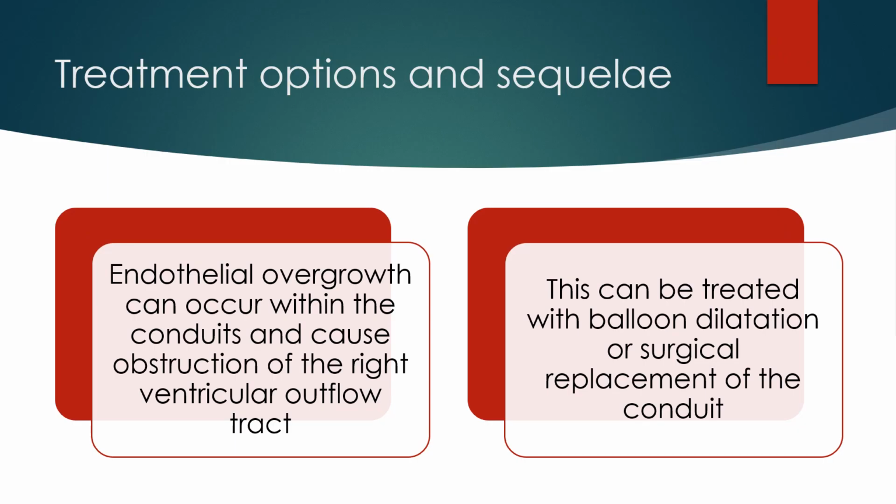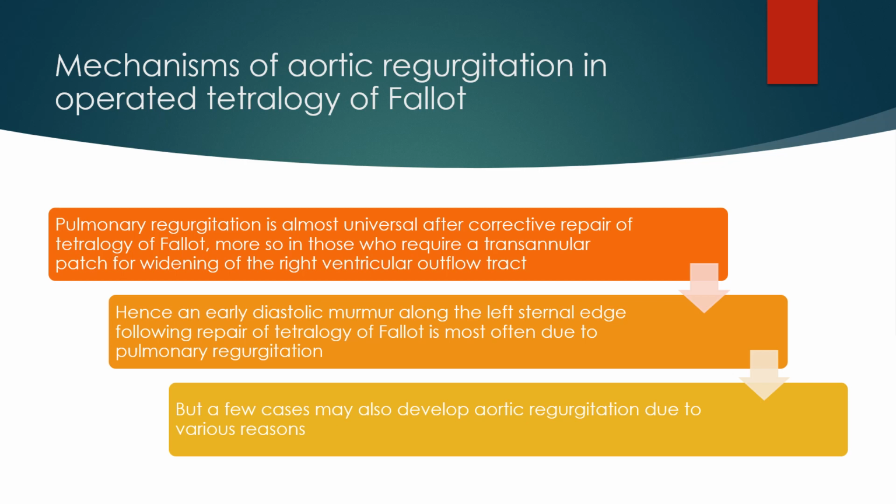Endothelial overgrowth can occur within the conduit and cause obstruction of the right ventricular outflow tract. This can be treated with balloon dilatation or surgical replacement of the conduit. Pulmonary regurgitation is almost universal after corrective repair of Tetralogy of Fallot, more so in those who require a transannular patch for widening of the right ventricular outflow tract.